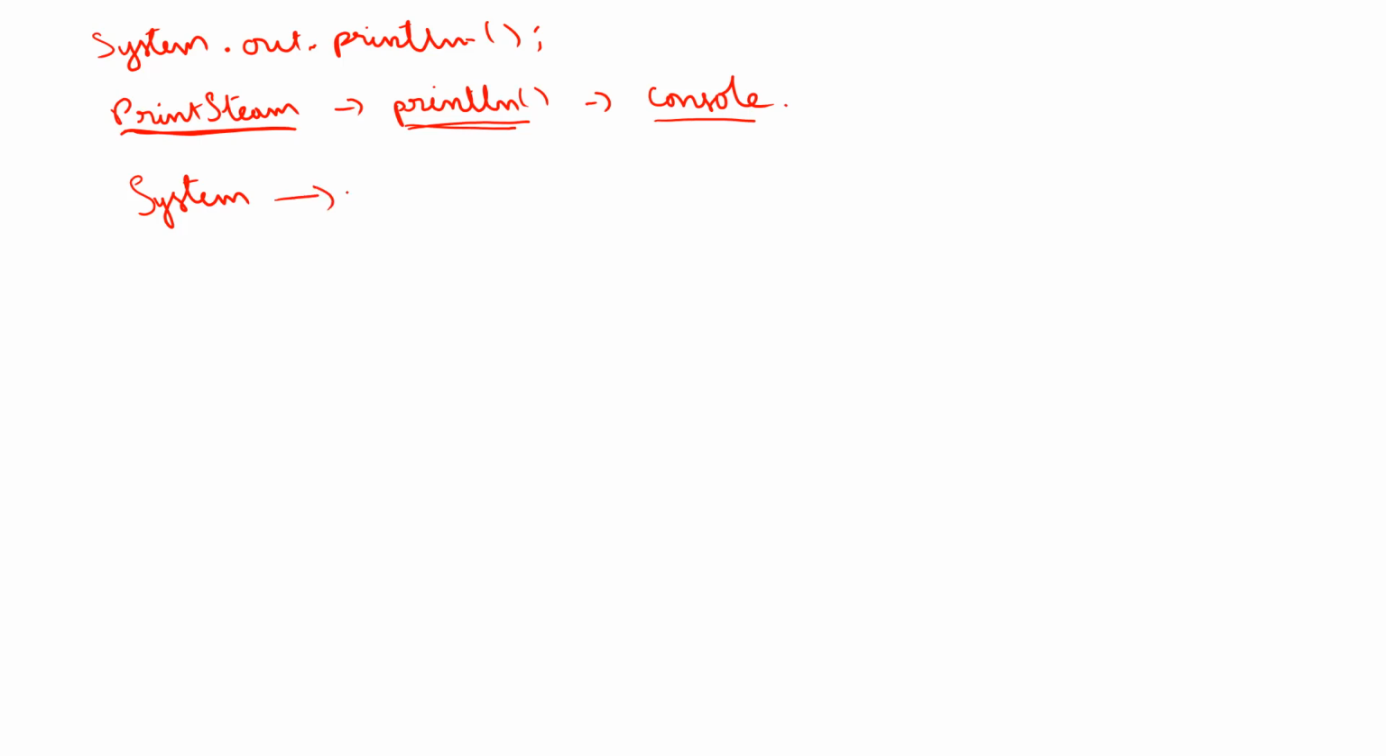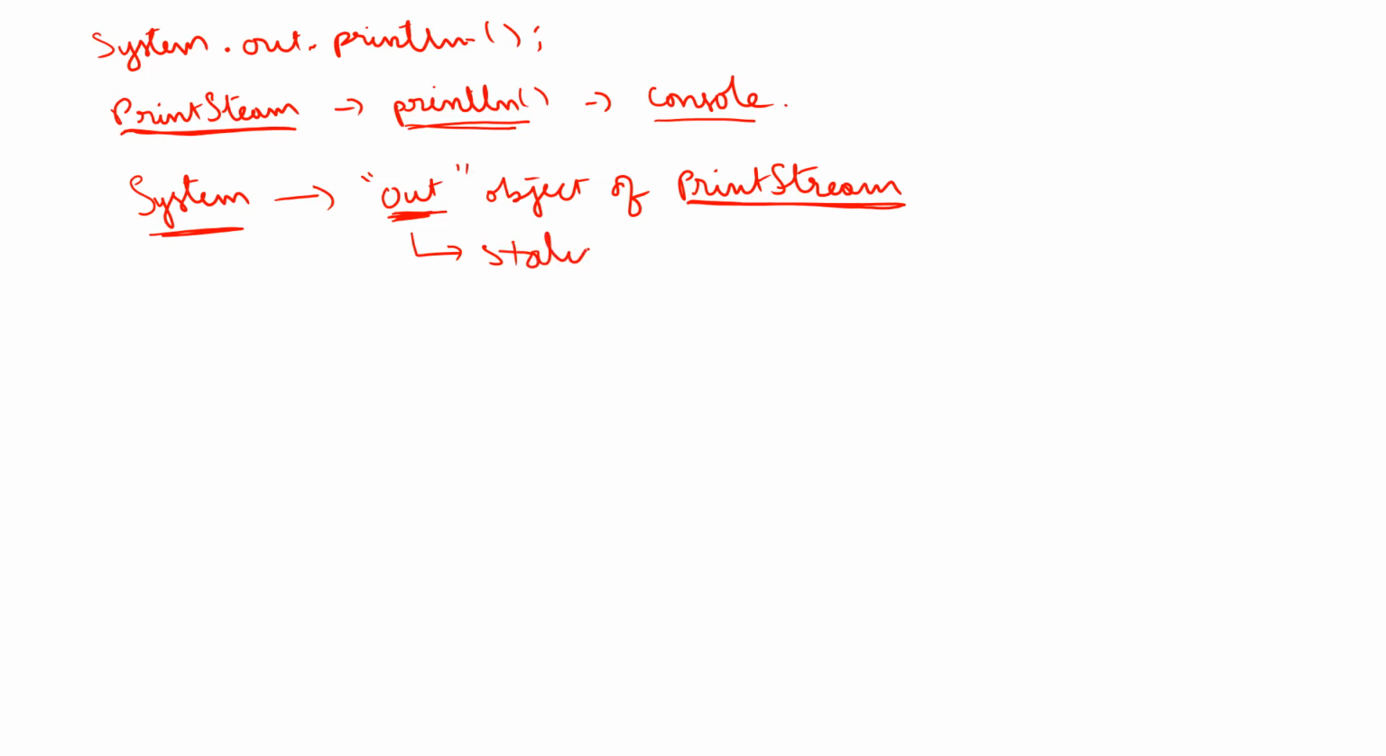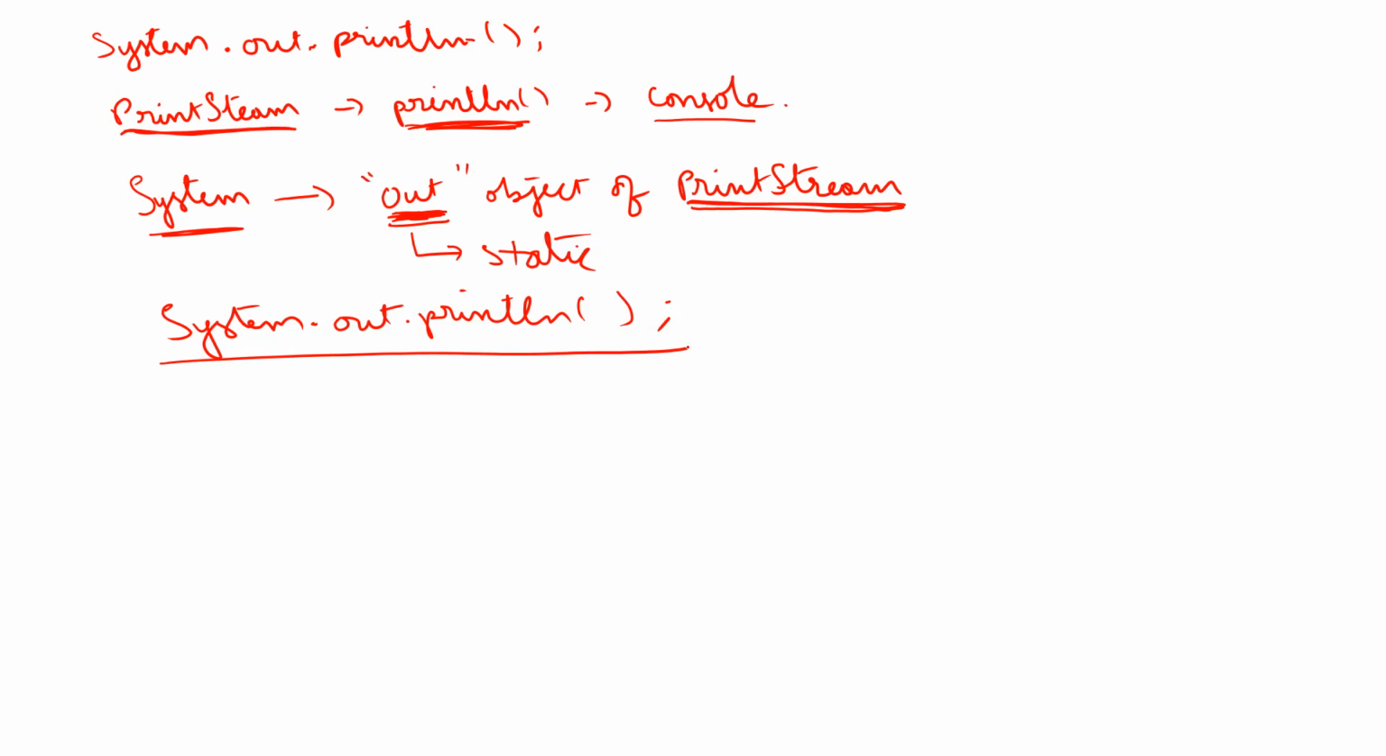Similarly, we have a class called System, and in this System class there is an object created called out. So out is an object, but it is an object of PrintStream. We have created an object out of the PrintStream class in the System class, and moreover this is a static object. So we can access it using the class name, System.out, and since this object is of the class PrintStream, I can access the println method using this object. So out.println prints the data to the console.